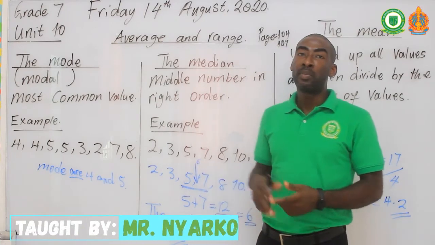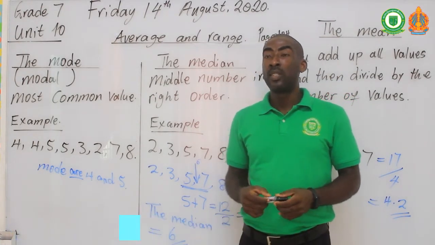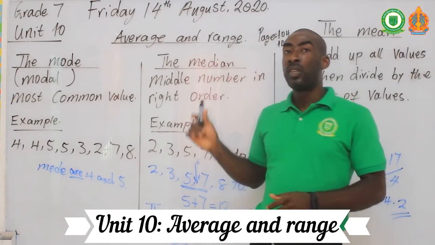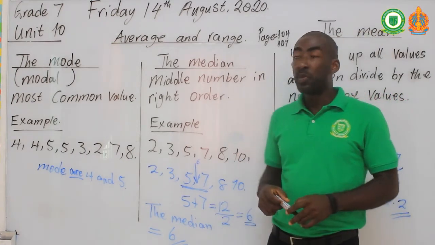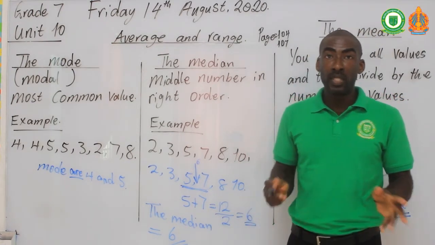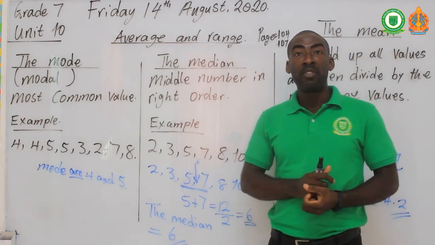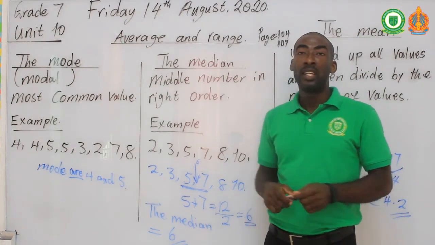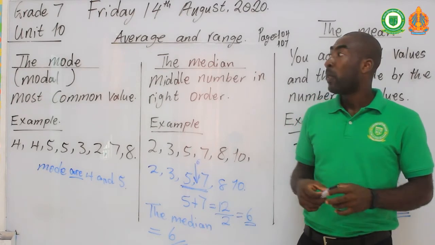On this last video, we're going to do a recap, that is going through what we have studied today so that we will always keep them in mind. Our topic has been on average and range, but our main emphasis has been on average for today. We looked at three main kinds of averages that we can find. The first one was the mode, and the second one was the median, and the last one was the mean.